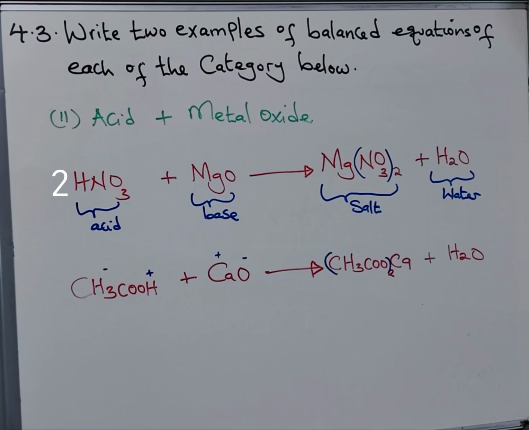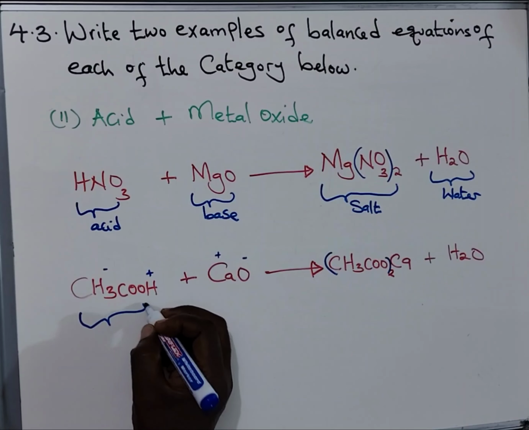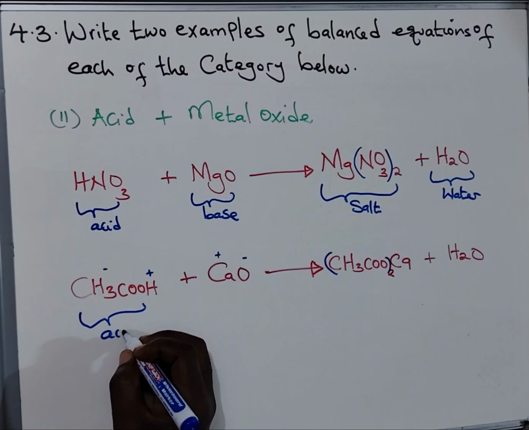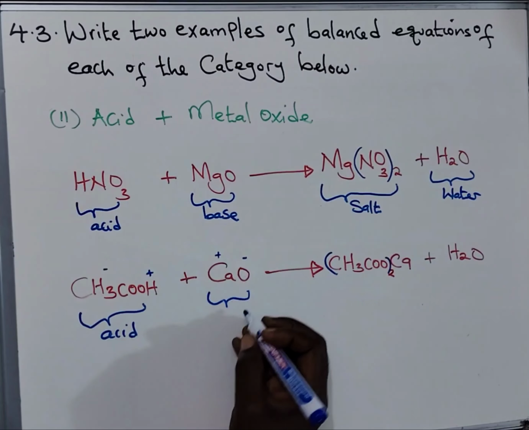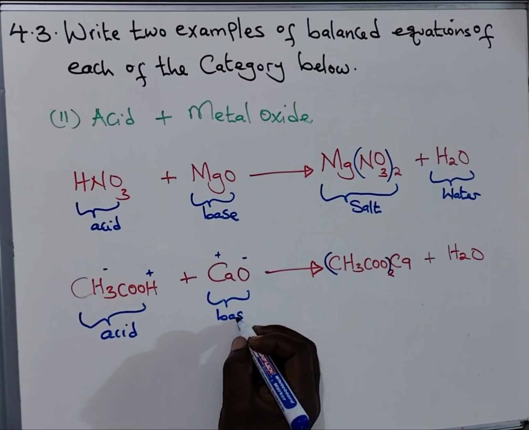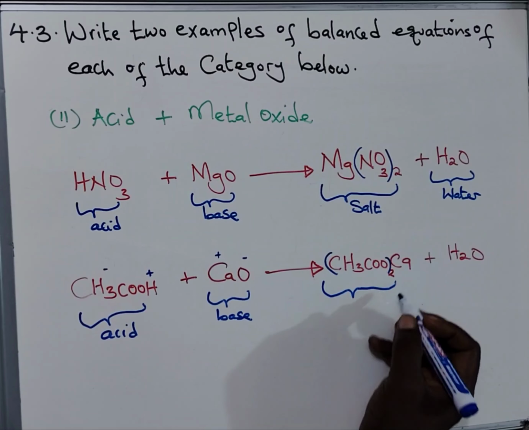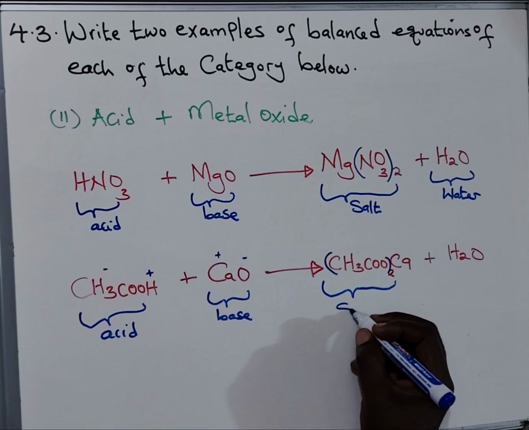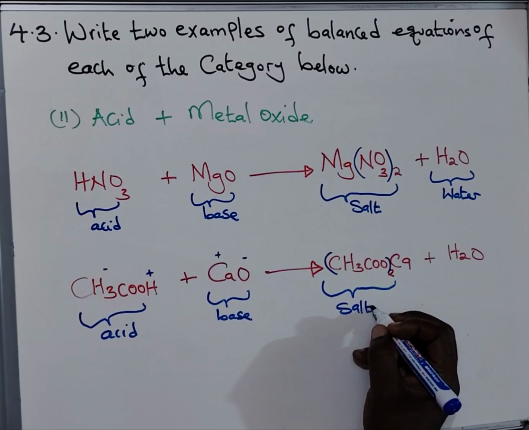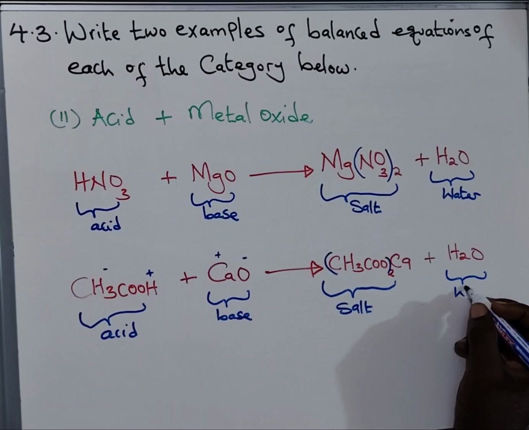So from this case, what are you going to say? We are having ethanoic acid as the acid. We are having calcium oxide as the base. We are having calcium ethanoate as the salt. And we are having our water there.